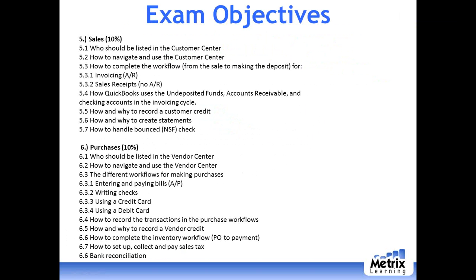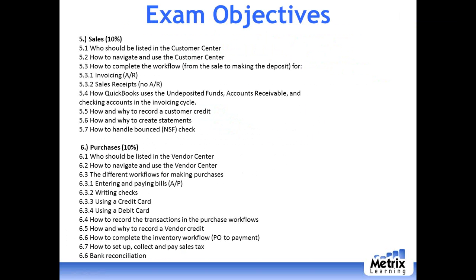Item number 6 is purchases. This is another 10% of the questions asked. You will want to know who should be listed in the vendor center. So again, a vendor is anyone you pay. This can mean subcontractors, utility companies, your landlord, suppliers, tax agencies, and so on.